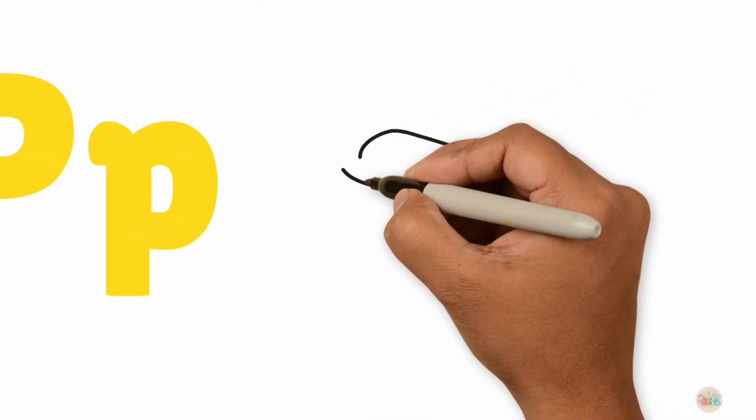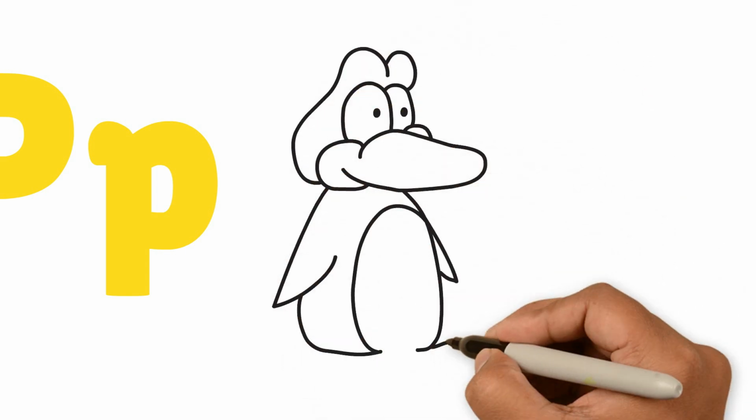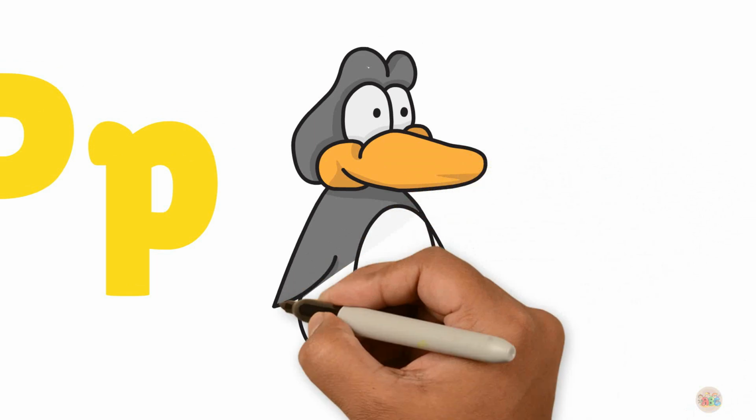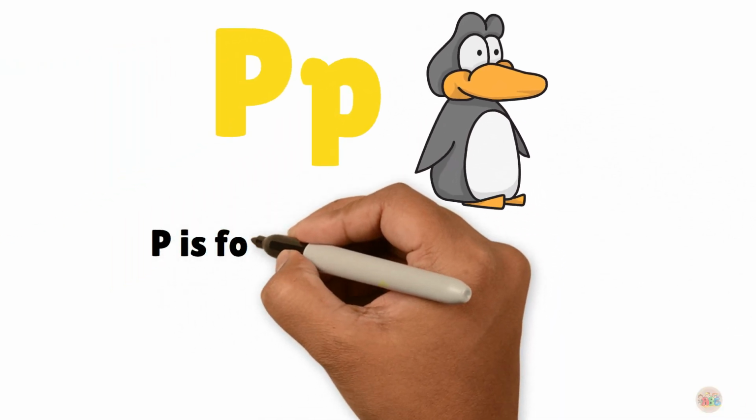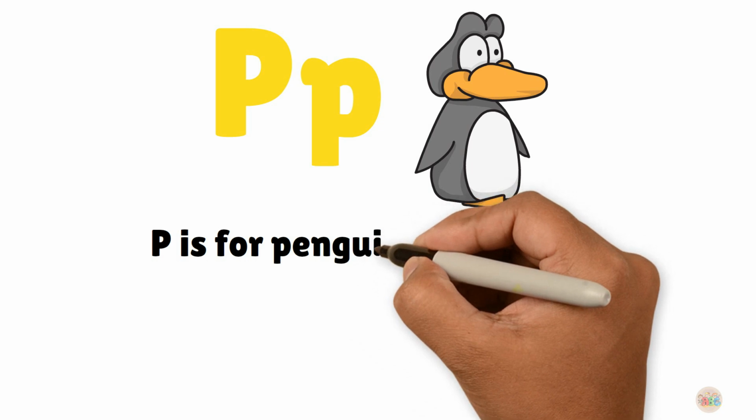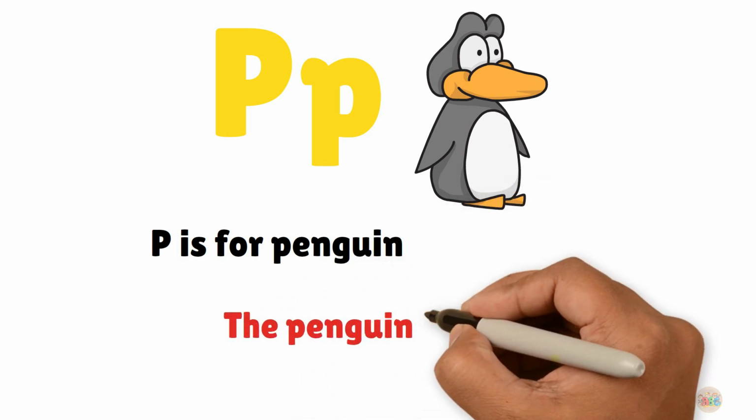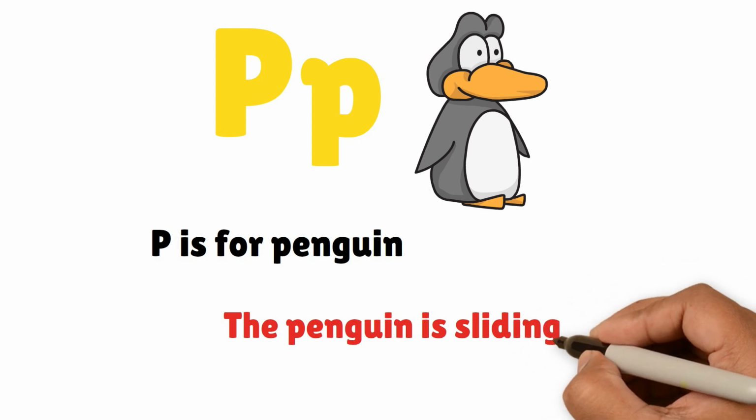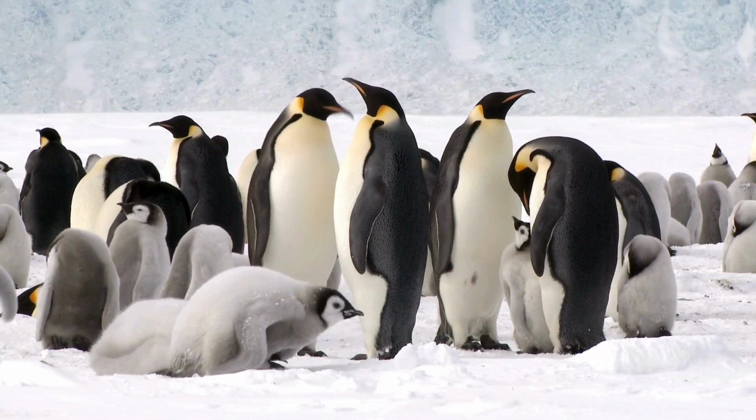Say with me. P. P is for penguin. Again say with me. P is for penguin. The penguin is sliding. Now it's your turn.